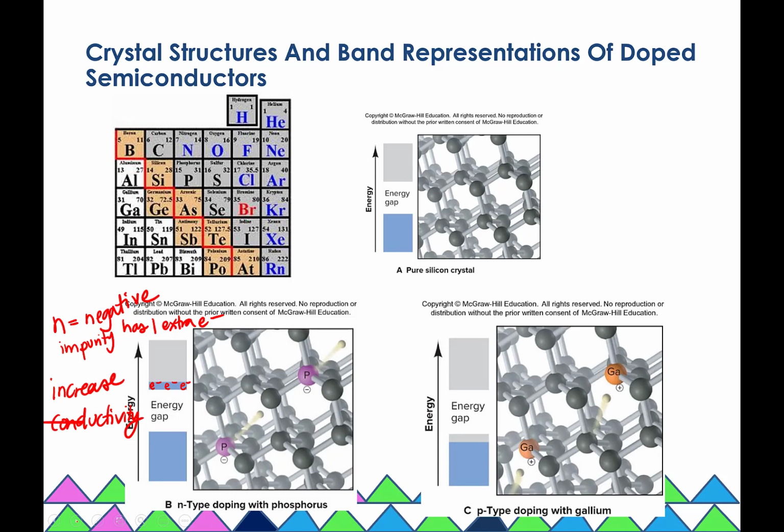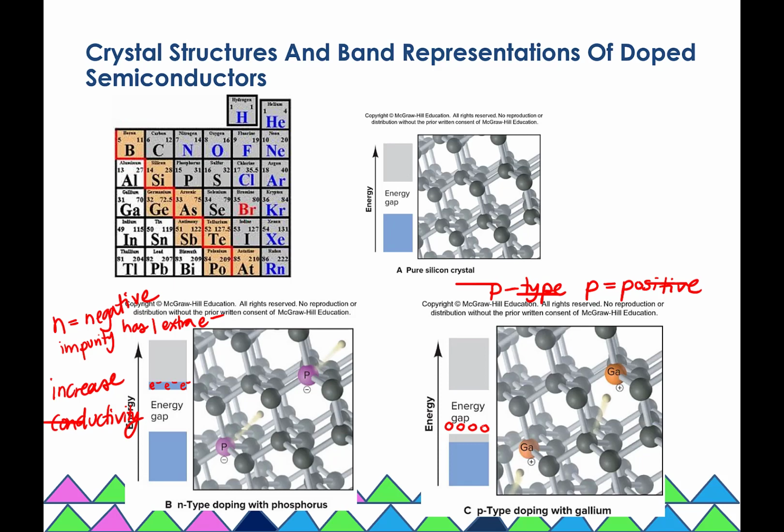Alternatively, we could introduce what's called p-type doping. And here P stands for positive. In p-type doping, you want to dope an atom that has one fewer electron than your element that's making up the lattice. So again, if silicon is our semiconductor that we're doping, gallium has one fewer valence electron than silicon. So we can dope silicon with gallium. And now what this does, you could think about holes being introduced into the energy gap.